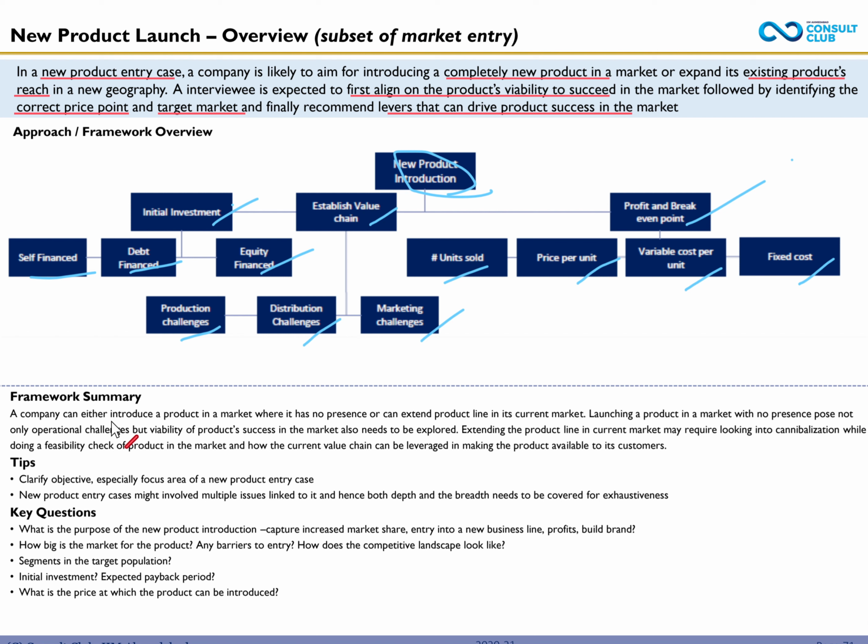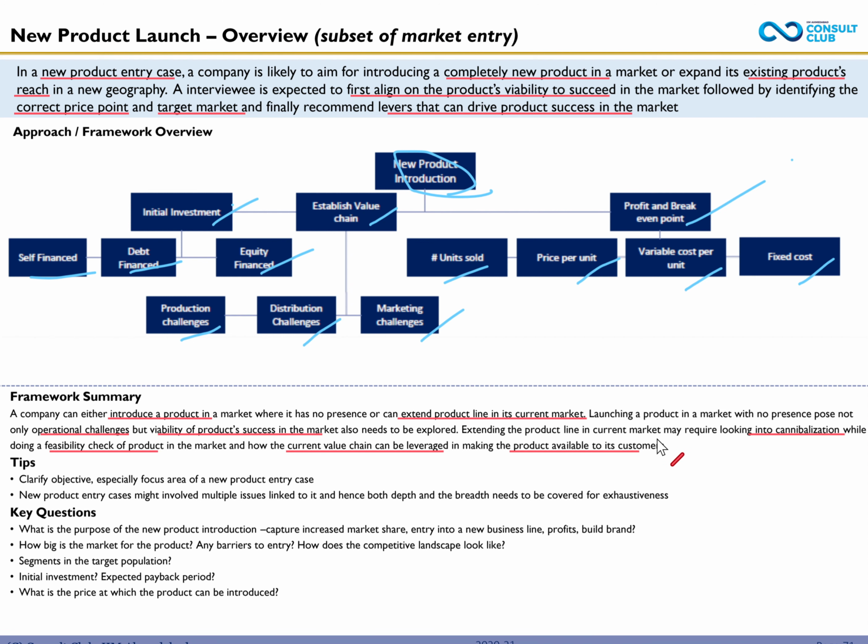A company can either introduce a product in a market where it has no presence, or can extend a product line in its current market. Launching a product in a market with no presence poses not only operational challenges, but viability of the product's success in the market also needs to be explored. Expanding a product line in the current market may require looking into cannibalization while doing feasibility checks on the product in the market, and how the current value chain can be leveraged in making the product available to the customers.